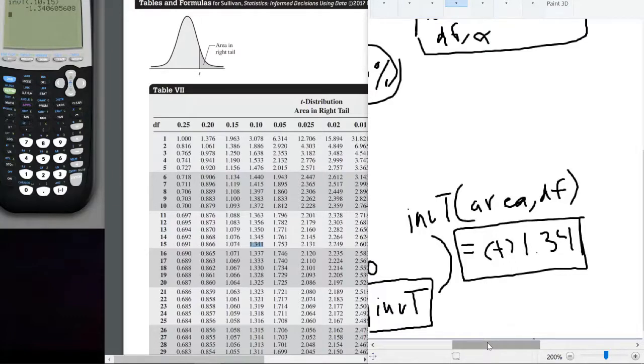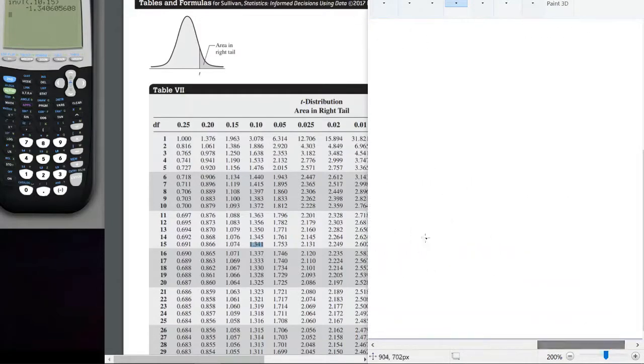Either way, we just need to know what side of the t-distribution we are on with respect to the center. If you're on the right, expect your bounds to be positive because you're centered at 0 on the number line. If you're on the left, you should expect your numbers to be negative if you're centered at 0. So either way, very nice.